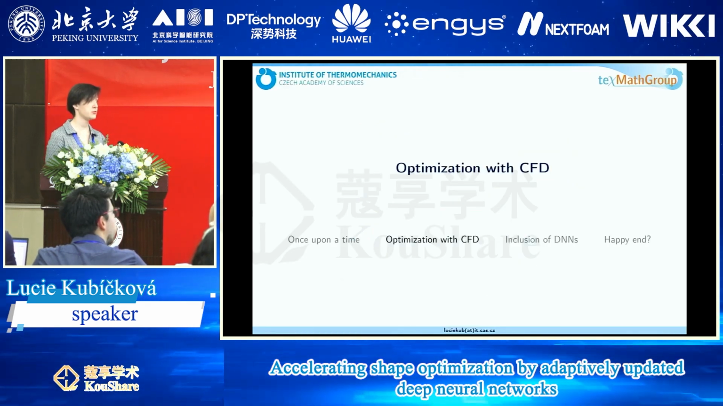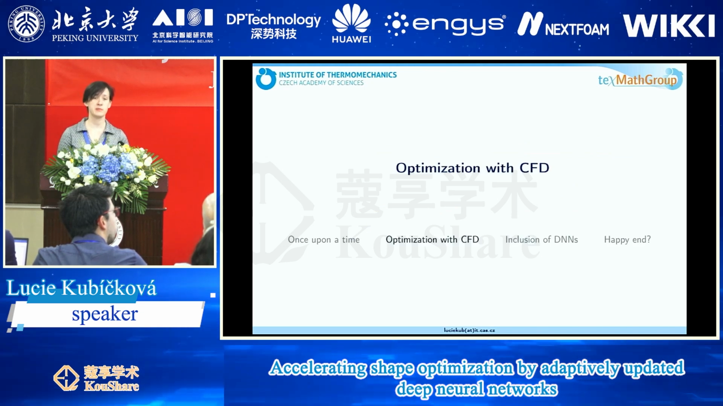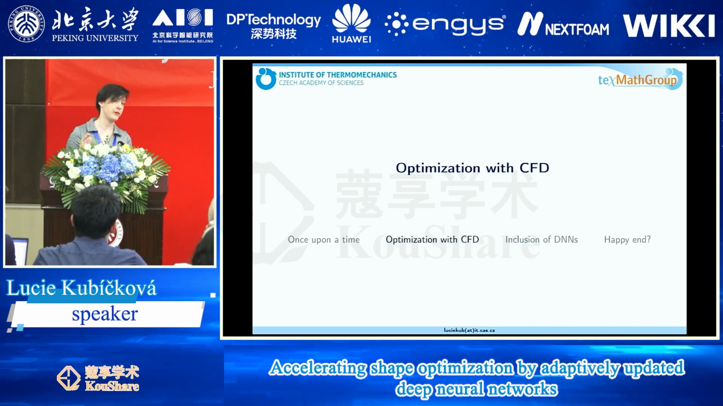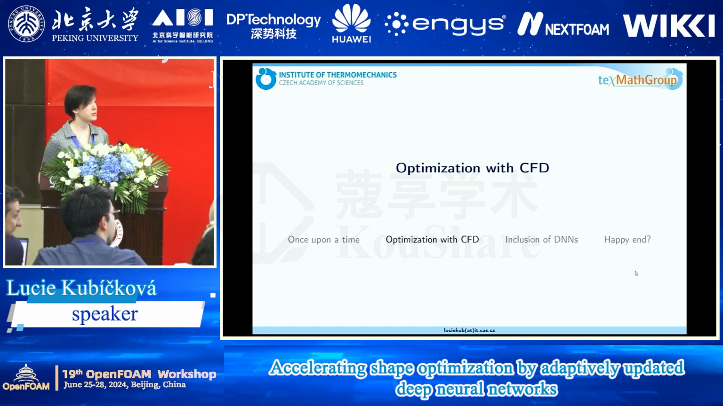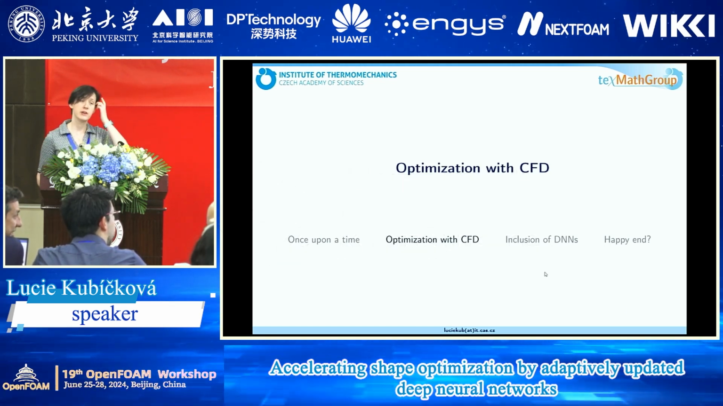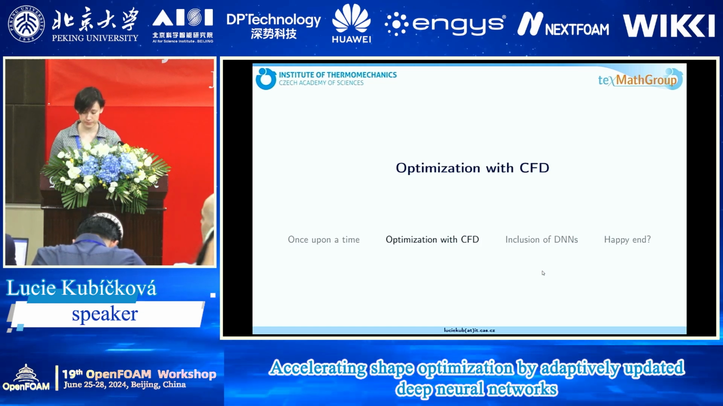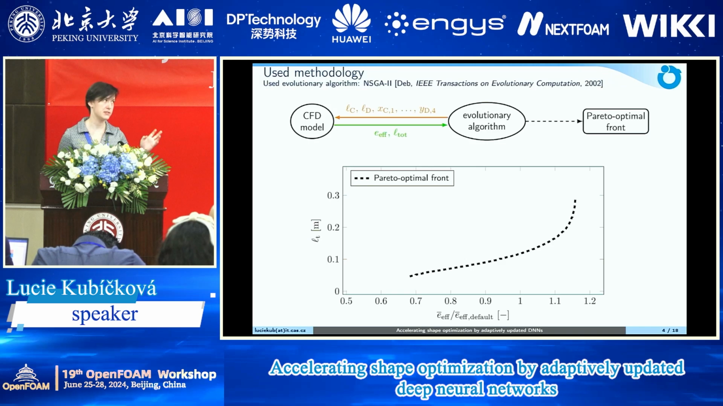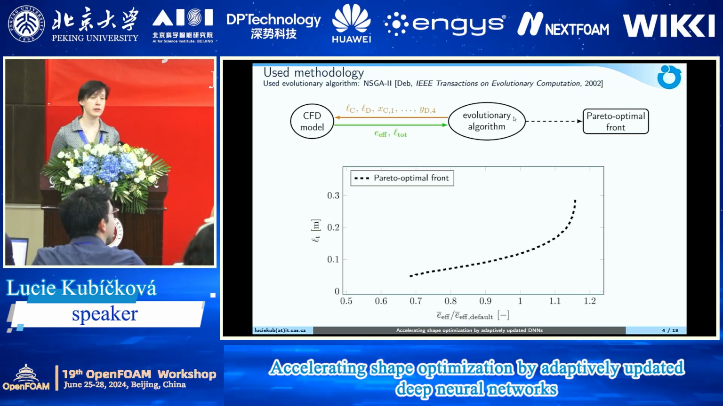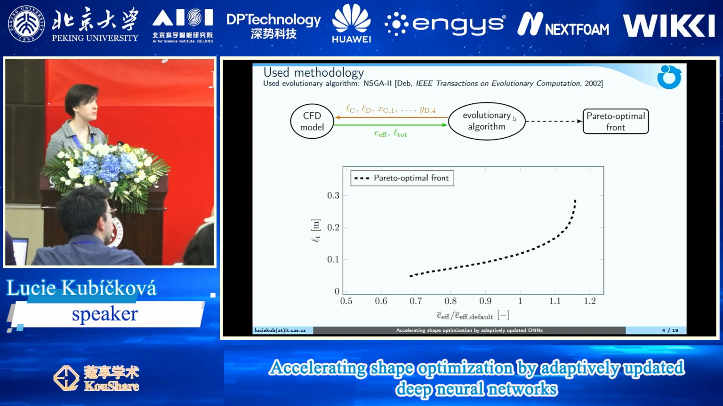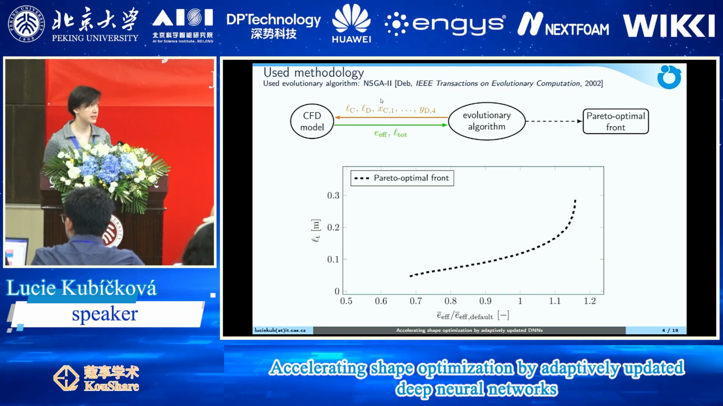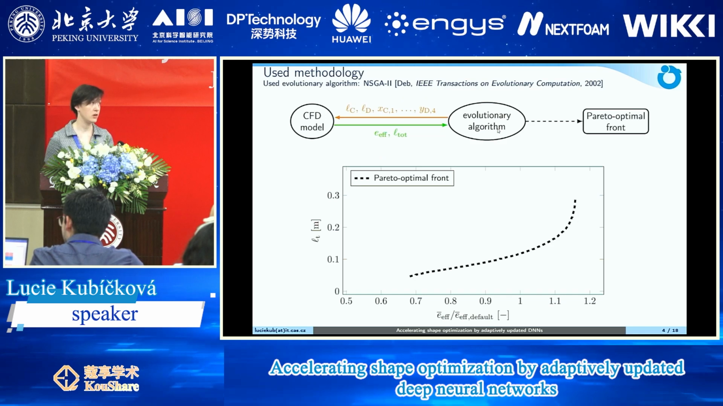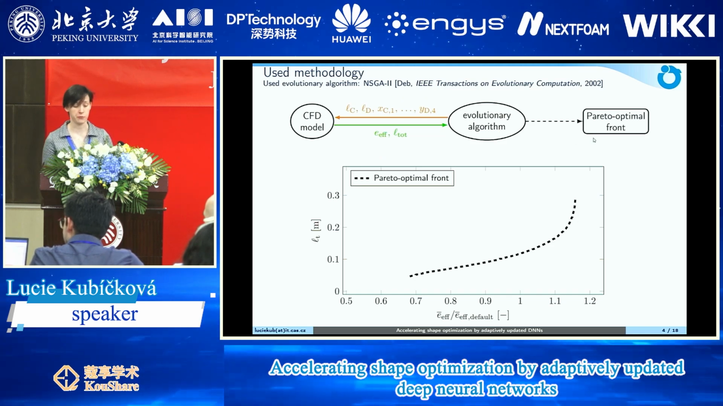As the story continues, we first did the optimization only with CFD, but then we ended up with results we were not really satisfied with. So we tried to speed it up with deep neural networks. But I will start only with the CFD part. So, how it works. Basically, this is pretty standard. We use an evolutionary algorithm to govern the optimization, and the algorithm is connected to our CFD model of the ejector, and like this we can optimize the problem and get the Pareto optimum front.